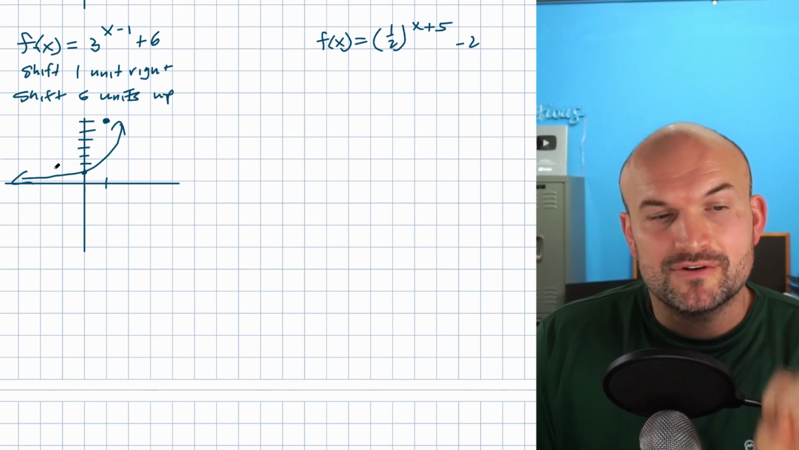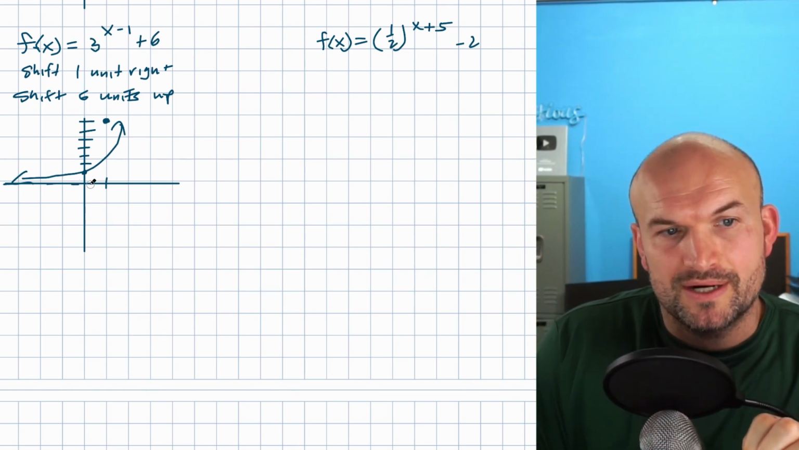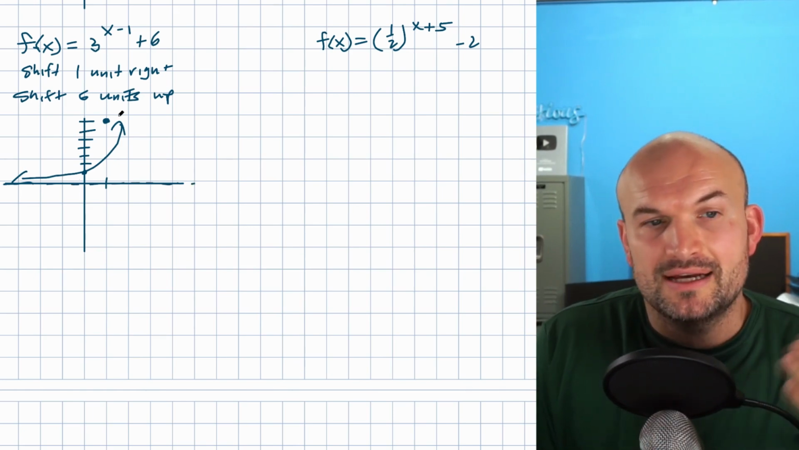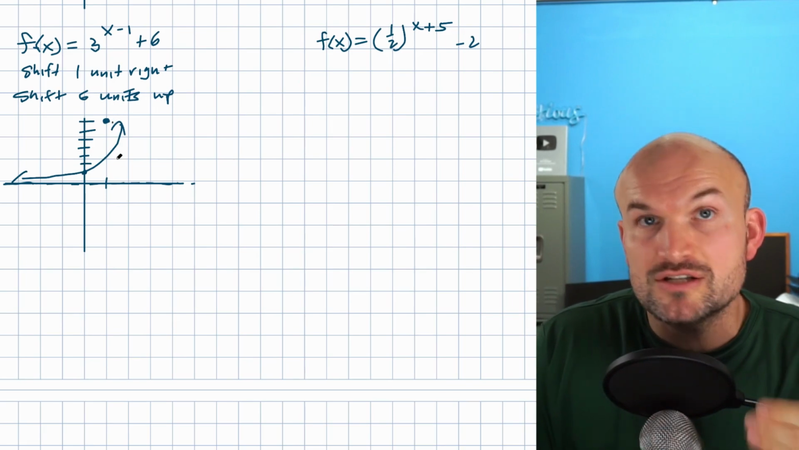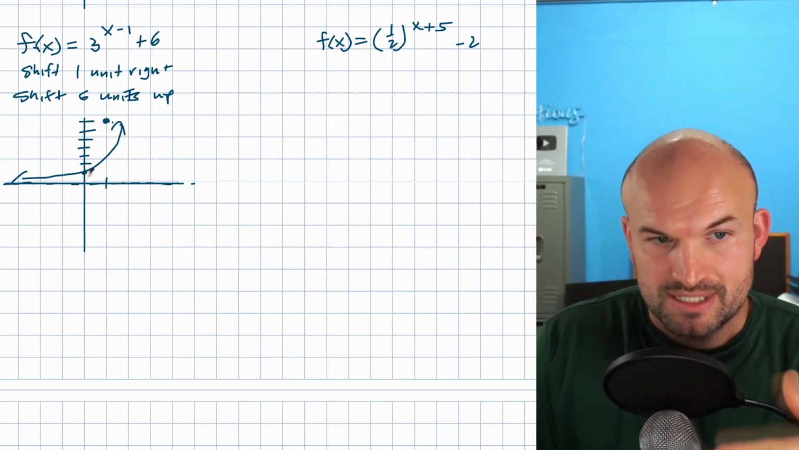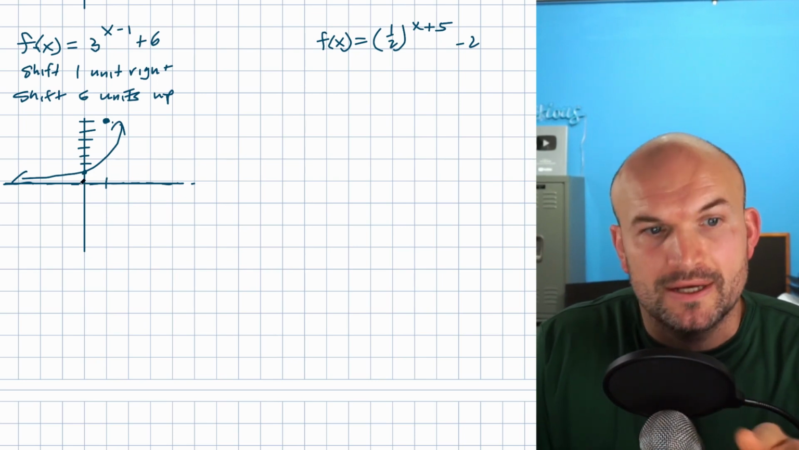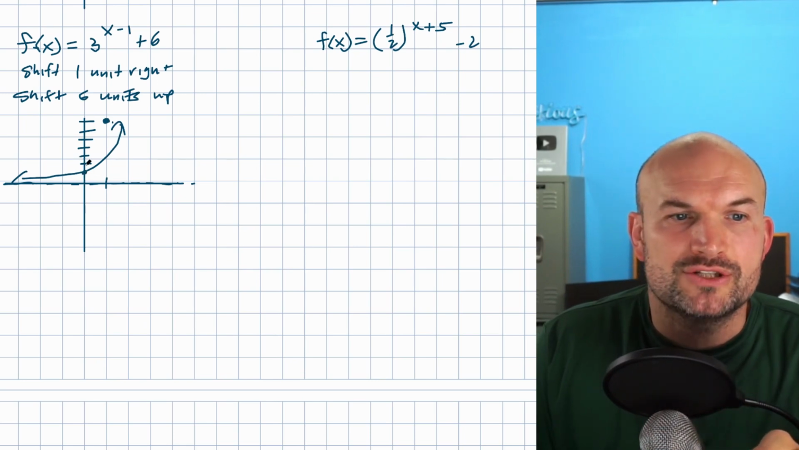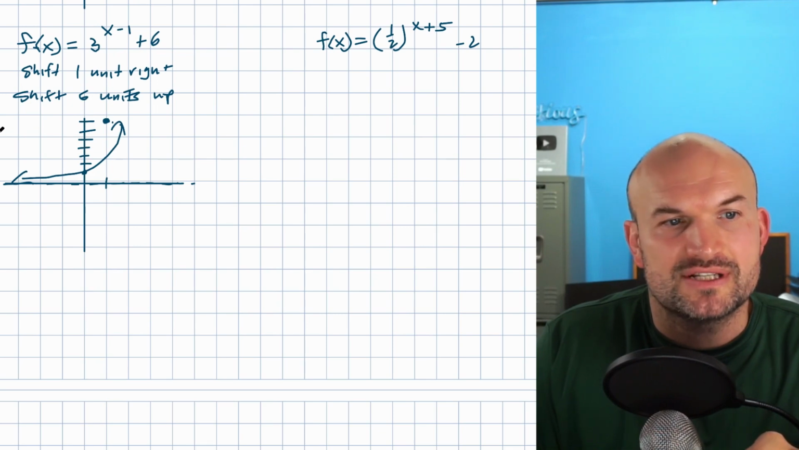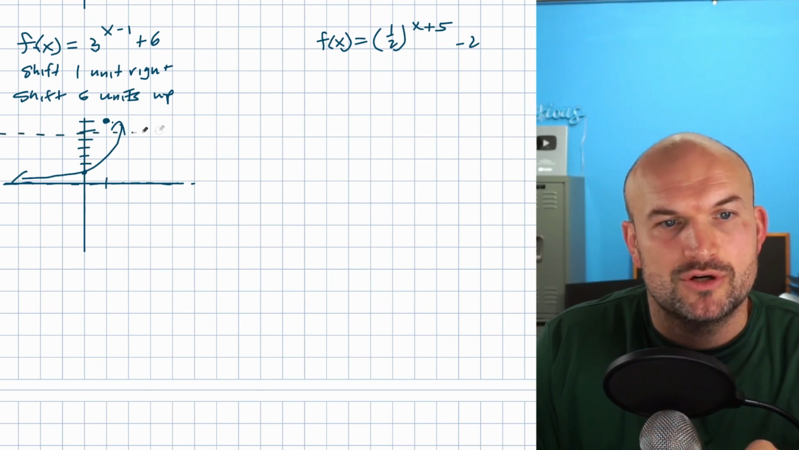Now, again, you have to remember there's a horizontal asymptote going here. So in addition to the y-intercept being shifted up 6 units, my horizontal asymptote also needs to be shifted up 6 units. And again, this is not visible, but it's important because that's what the graph is approaching. So we're going to go up 1, 2, 3, 4, 5, 6. And you can say here, I'm going to have a horizontal asymptote right here.